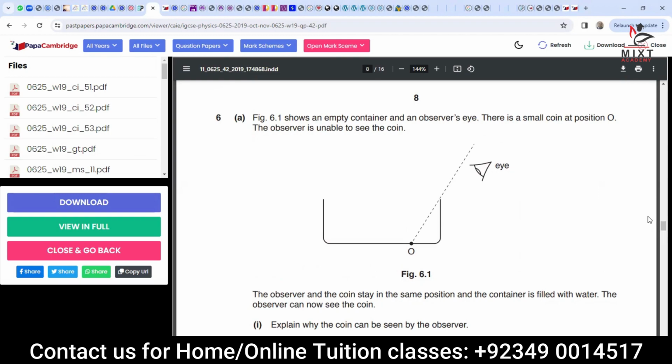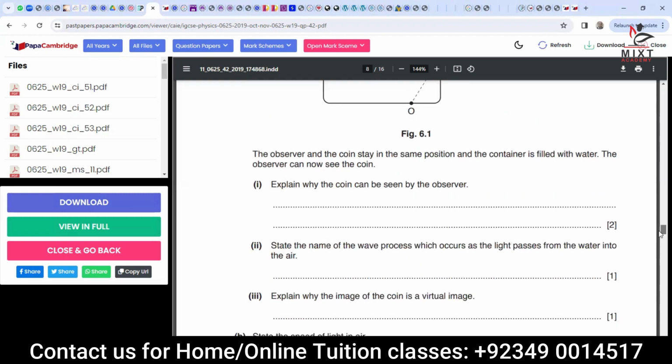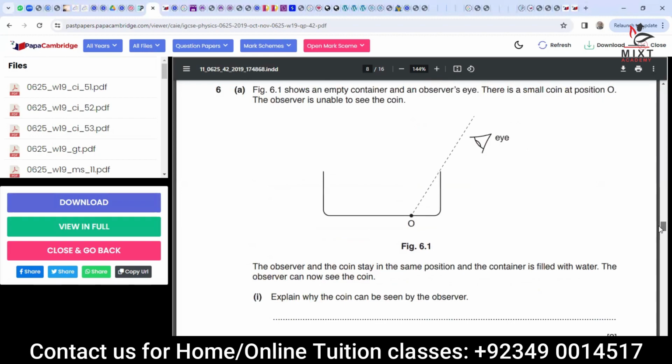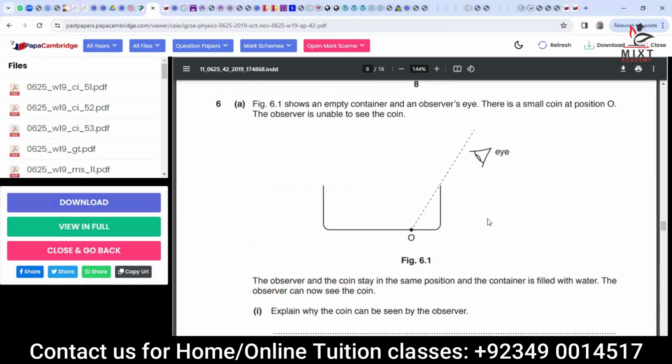The observer and the coin stay in the same position and the container is filled with water. The observer can now see the coin. Now, why actually will the observer be able to see the coin? This is for 2 marks. Who will tell me this?